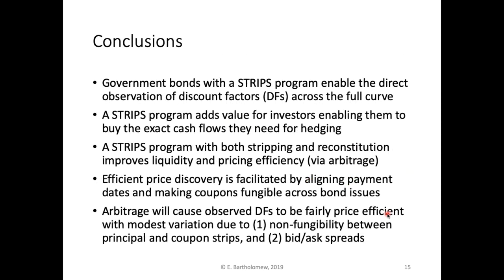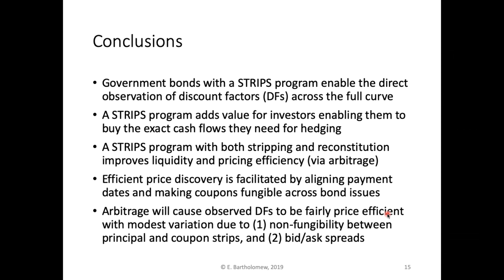So that's it. Let's just summarize some conclusions about the strips market and how bond strips arbitrage works. So government bonds will set up strips programs, and this enables the direct observation of discount factors across the full curve because each of these strips will essentially represent the discount factor. The strips program adds value for investors because it enables them to buy the exact cash flows they may need for some purpose. It could be hedging, or it could be some other kind of matching that they're trying to do.